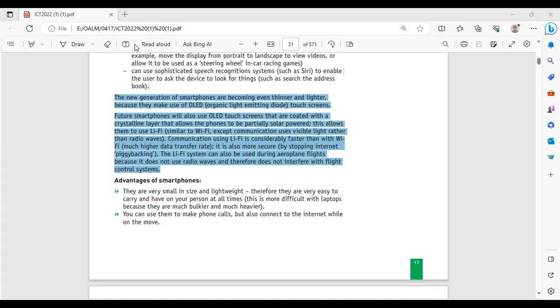This also allows the use of Li-Fi, which is similar to Wi-Fi, except instead of radio waves, it uses visible light. Communication using Li-Fi is also considerably faster than Wi-Fi because the data transfer rate is much higher, and it's more secure because piggybacking on the internet is stopped by that. And the Li-Fi system can also be used during airplane flights because it does not use radio waves and does not interfere with the flight control system.